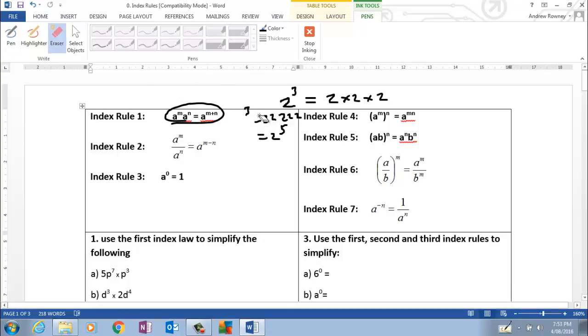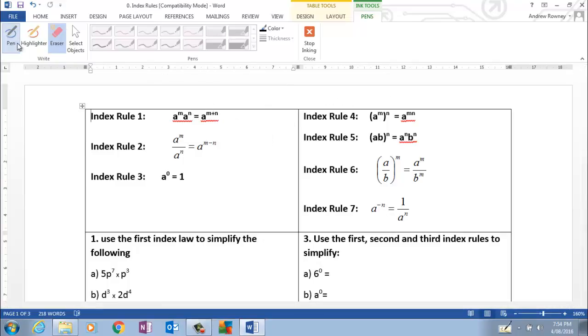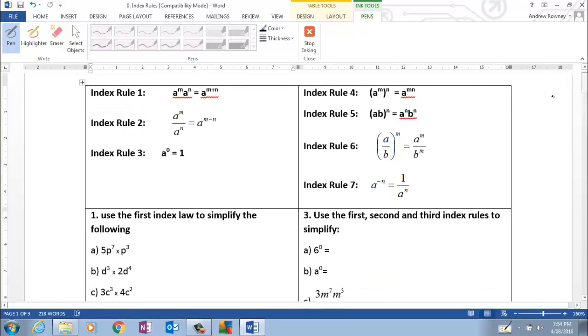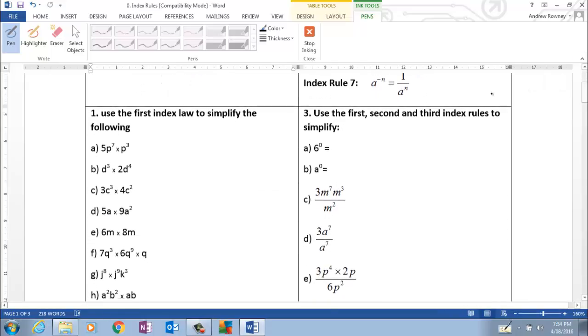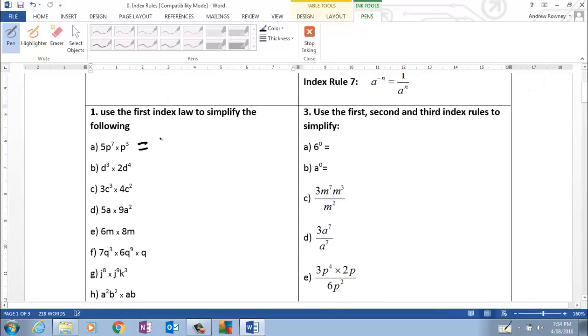And you can use that process for all of these rules here. You can go back to the original long way of writing it out, or you can use this quick way of using these rules. So the first rule is when you multiply bases, you add the powers. So using that rule for question 1, we will get the answer to this being 5p^10, because the 7 and 3 add. This one here, you always put the numbers out the front. Here the power 4 and 3 will give 7, so 2d^7.